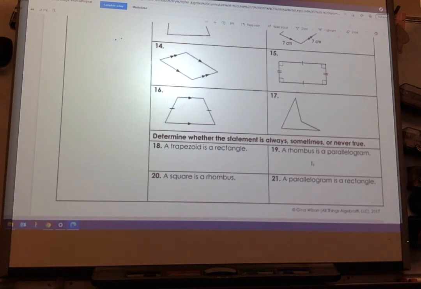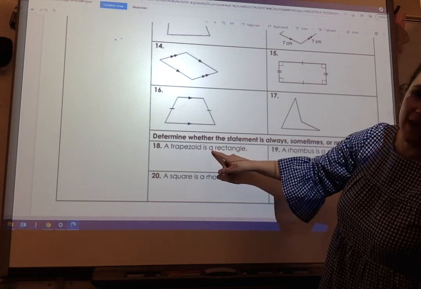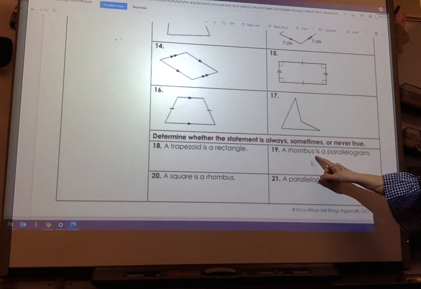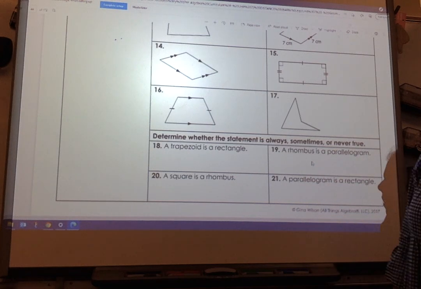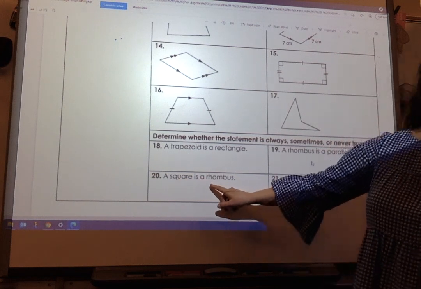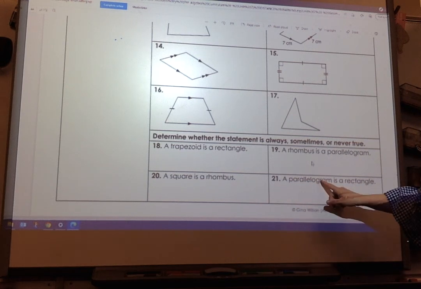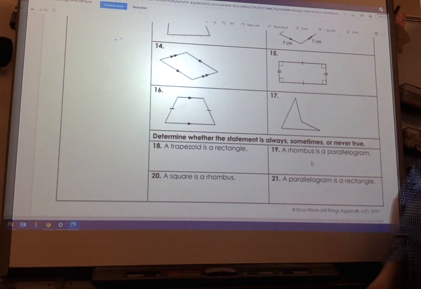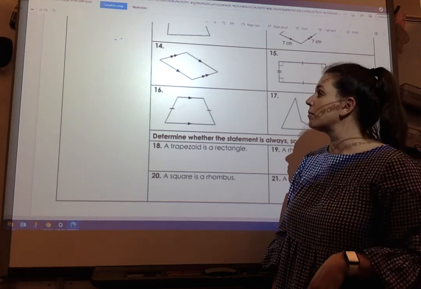And then of course, always, sometimes, or never: a trapezoid is never a rectangle. A rhombus is always a parallelogram. A square is always a rhombus. And a parallelogram is sometimes a rectangle. So that's just to kind of check, test your knowledge.